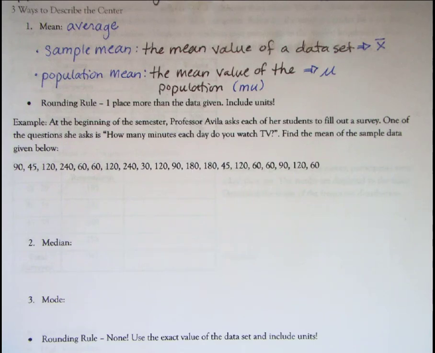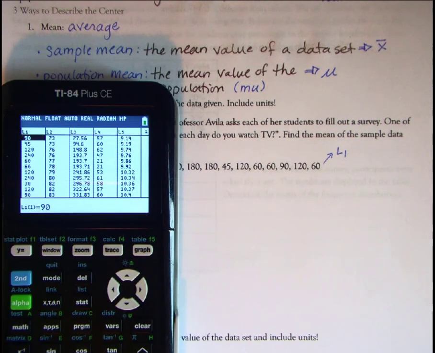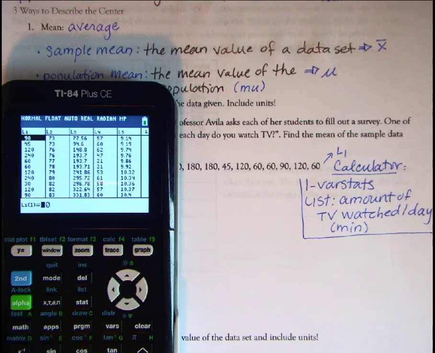First, enter this data into the list feature of your calculator. You'll notice I put my data in L1 because I'm saving all the other data somewhere else. If I'm going to do that, I want to make sure on my paper I write the list that I have my data set into. Next, I'm going to identify the calculator information. Again, we're using OneVarStats. And in the list, I'm putting the amount of TV watched per day in minutes. Make sure you include the unit of minutes versus any other unit, hours, days, months, years, etc. Units are important.